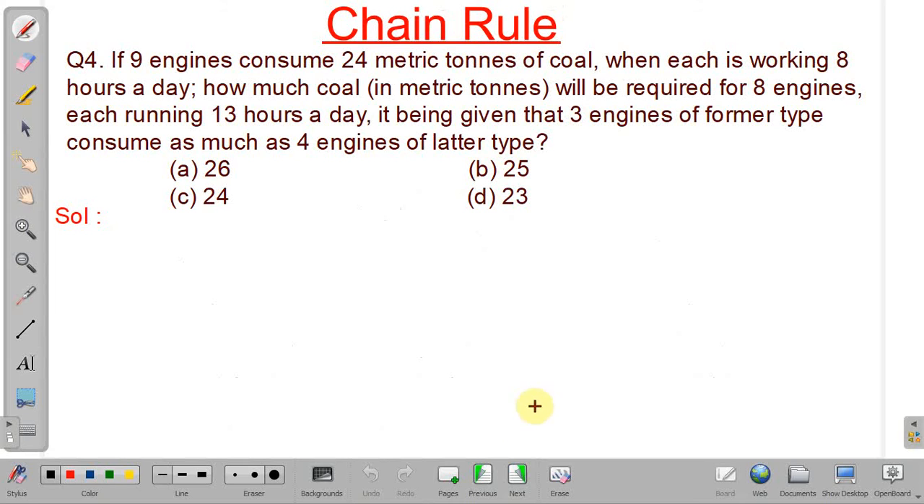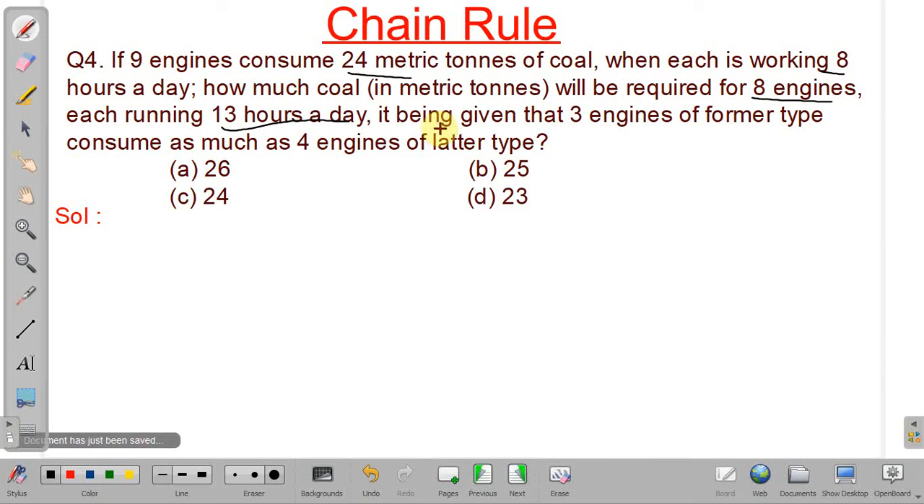See, in this problem, what is given? 9 engines consume 24 metric tons of coal. Working hour per day is 8 hours. So we have to find how much coal will be consumed when 8 engines. Okay. So in second case, 8 engines will be working and 13 hours per day.